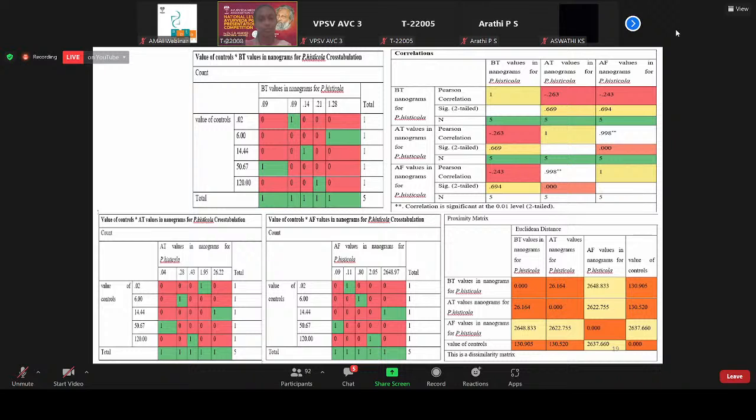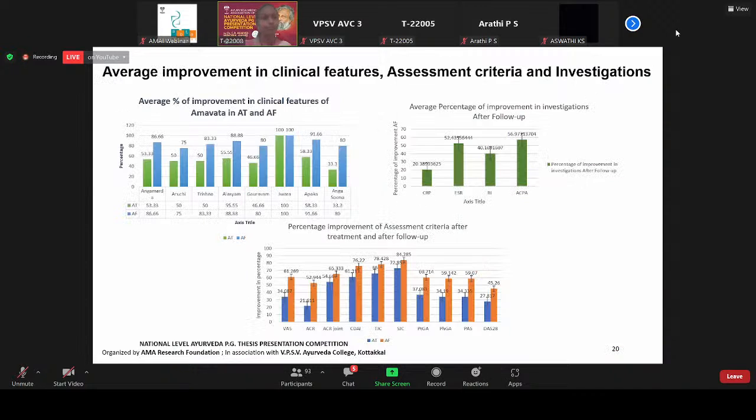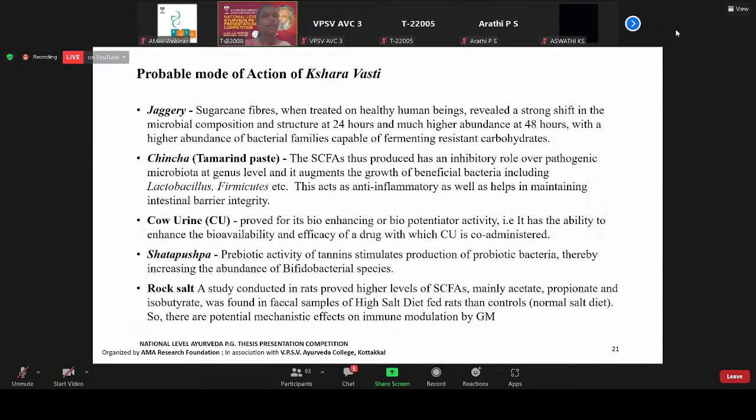And the proximity matrix is 26.116 nanogram between BT and AT, and it is 2648 in BT and AF. These are the average improvement in clinical features, assessment criteria, and investigation. Now, the probable mode of action of Sharavasti: each of the ingredients of Sharavasti has a role in modulating gut microbiota, either by increasing the commensal organism or by decreasing the pathogenic organism.